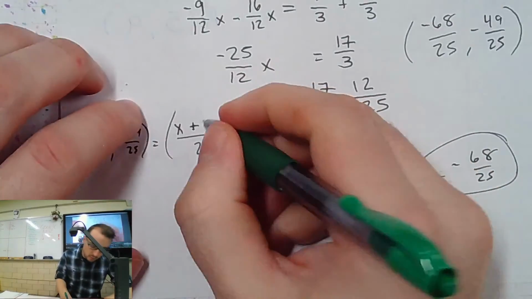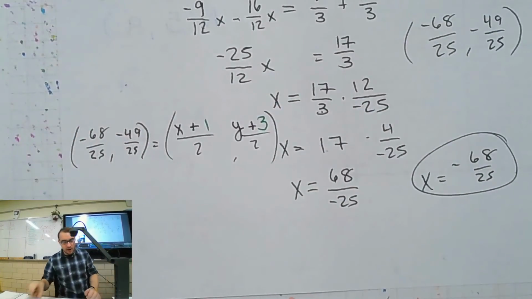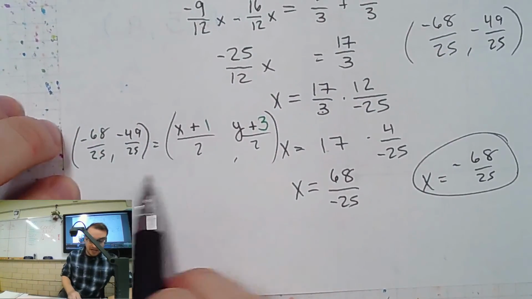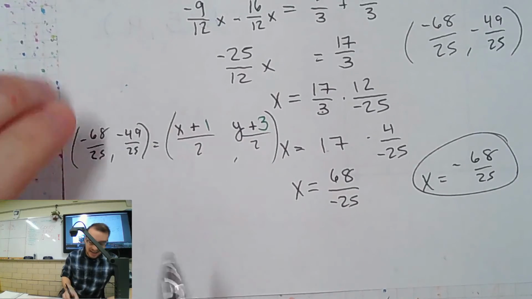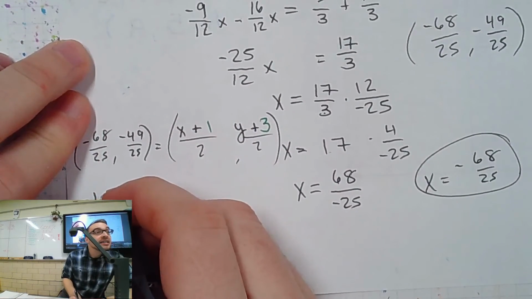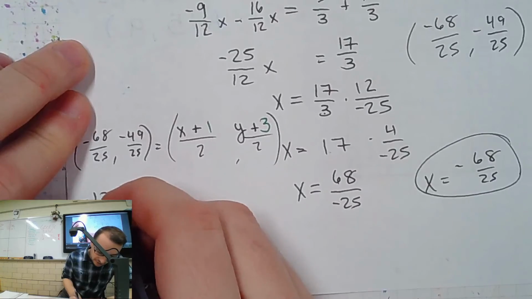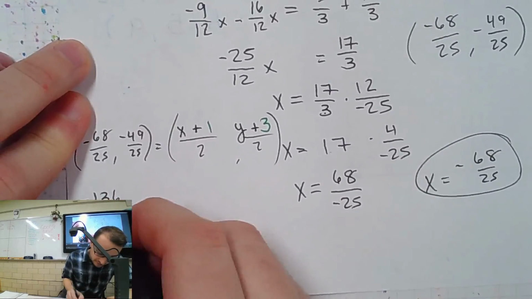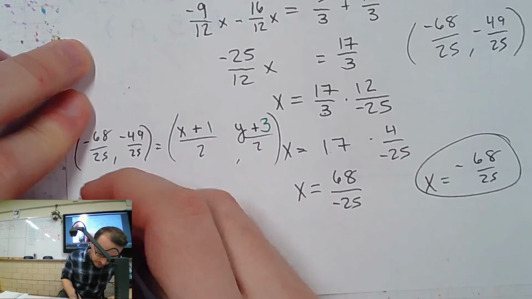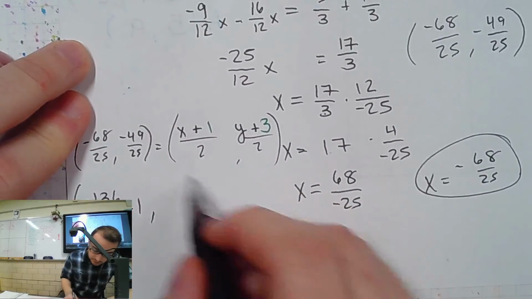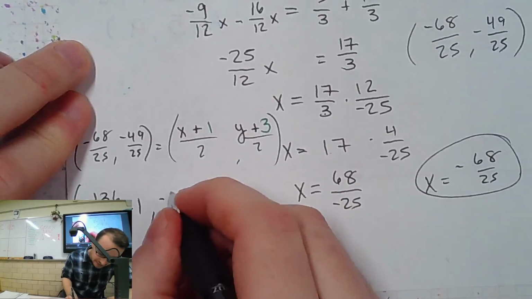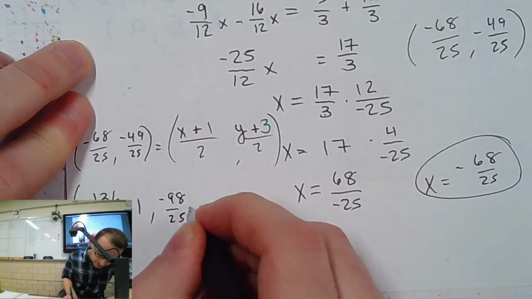Our original point was 1 and 3. Here we go. Multiply it by 2. Negative 100 and what? 36 over 25. And then we have to subtract 1 from that. Multiply by 2, we get negative 98 over 25. We have to subtract 3 from that.